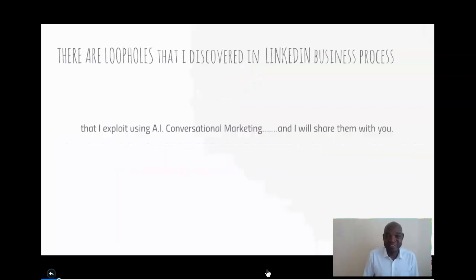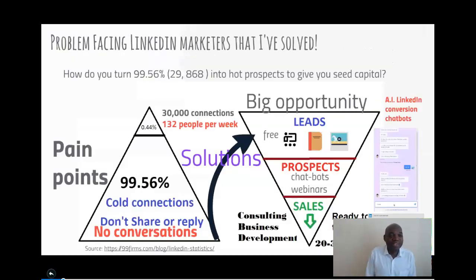There are loopholes that I discovered in LinkedIn business process that I exploit using AI conversational marketing, and I will share them with you. That is, despite the fact that 99.56% of LinkedIn users are not frequent on the platform, we will be using conversational chatbot to lure them to your fundraising or to seek seed capital from them. So how is it? Already I have established there is a problem in using LinkedIn.